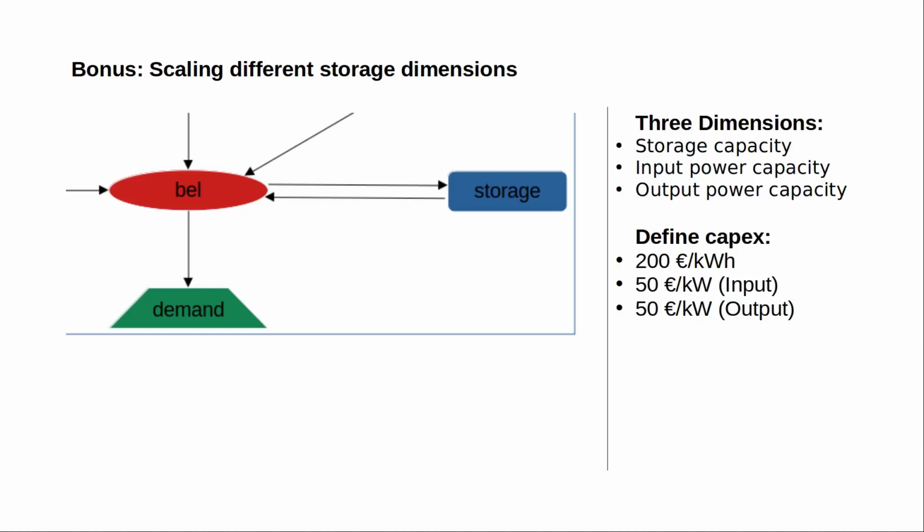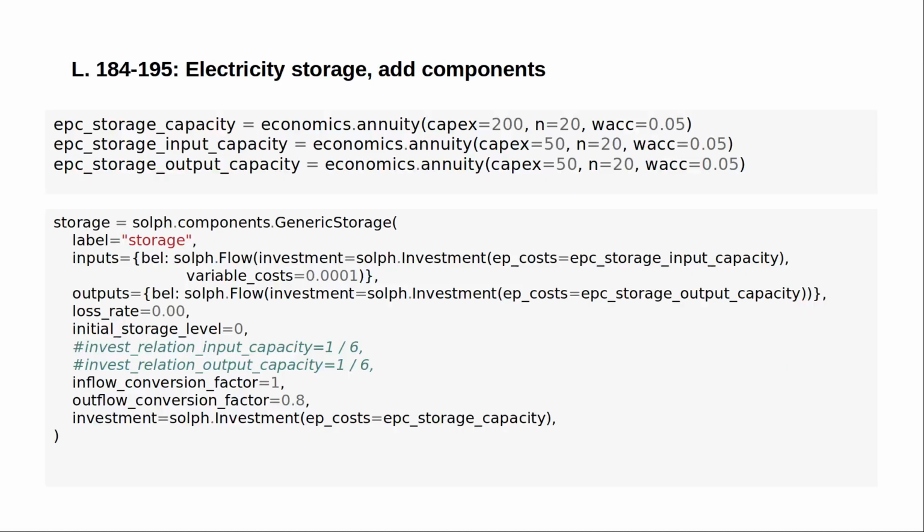For these 3 dimensions, we can define different CapEx costs. So we're defining 200 euros per kilowatt hour of storage capacity, and for both input power capacity and output power capacity, each 50 euro per kilowatt. This allows us to optimize the size of our storage system according to our needs. As you can see, we have to firstly define the costs, similarly to how we defined them before, and we create 2 new variables for this, the EPC underscore storage, input capacity and output capacity.